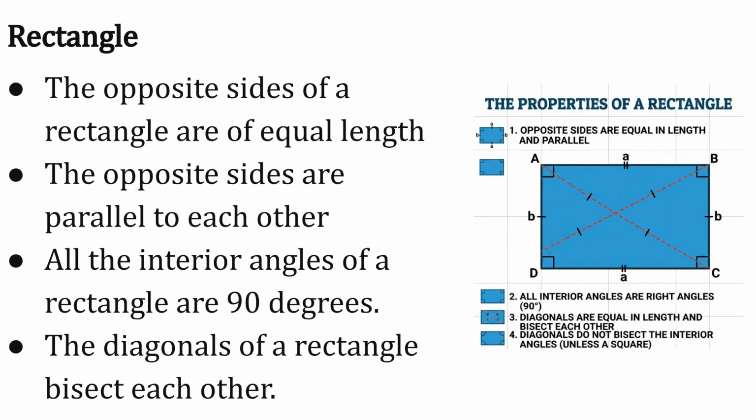Rectangle. The opposite sides of a rectangle are of equal length. The opposite sides are parallel to each other. All the interior angles of a rectangle are 90 degrees. The diagonals of a rectangle bisect each other. The diagonals of a rectangle are equal.